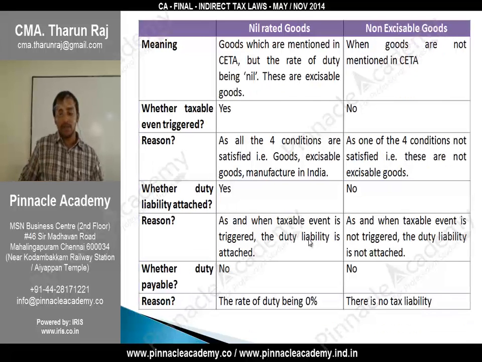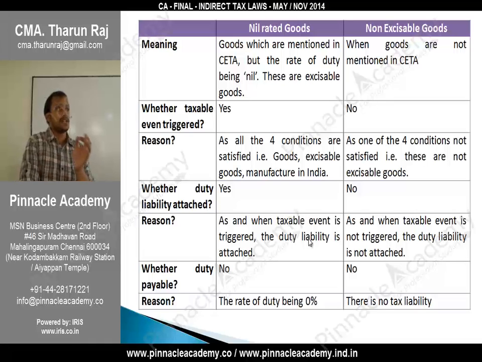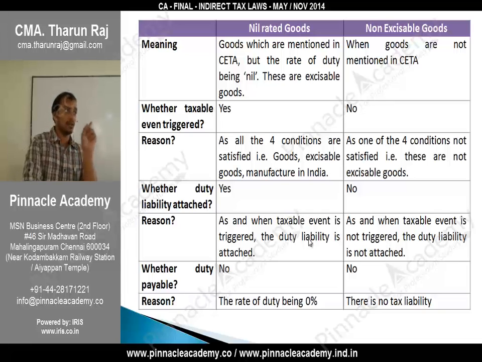Try for this. Excisable goods, exempted goods. First, what are exempted goods? Goods which are specified in Central Excise Tariff Act, but exempted by way of notification, official gazette. These are exempted goods. What are excisable goods? Goods which are specified in Central Excise Tariff Act. Whether taxable event is triggered? In both cases, yes. Whether duty liability is there? In both cases, yes. Whether duty payable? In first case, exempted goods, no. In the other case, yes. But you have to write the reason. Okay, don't forget that.